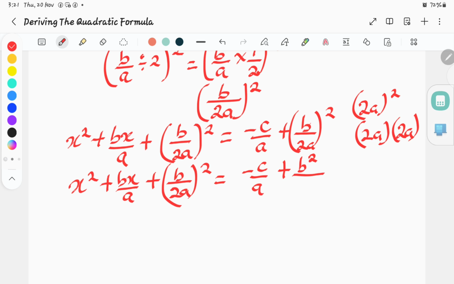It means we should multiply it twice. So 2 times 2 is 4. A times a is a squared. So that means this will be 4a squared.